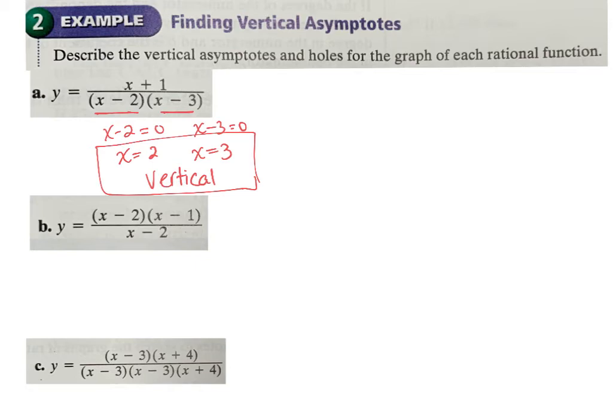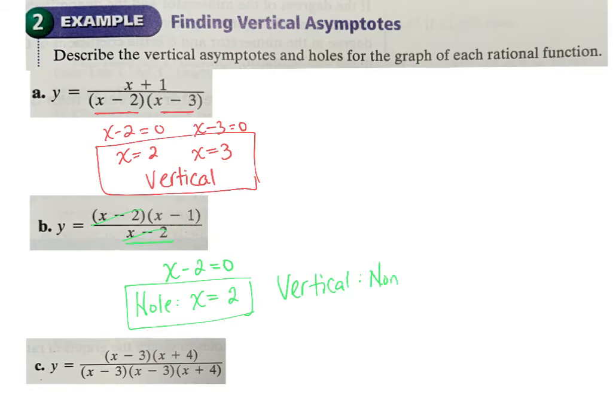For B, again, they've already factored it. I have a discontinuity at x minus 2, which means it's going to happen at x equals 2. Can you cancel this one? Yes, right here. So this one is a hole. And if I were to write vertical, I would say none. I have no vertical.